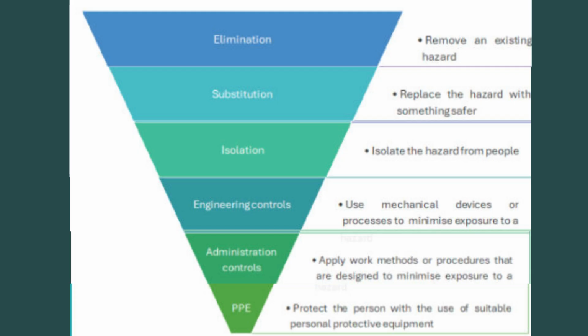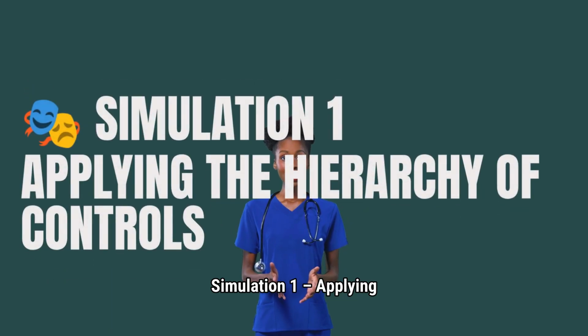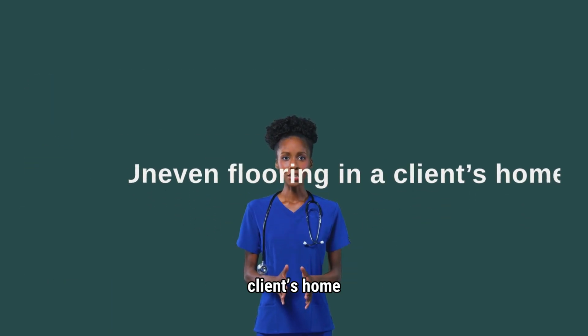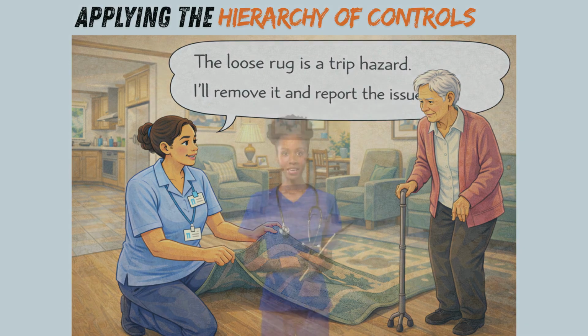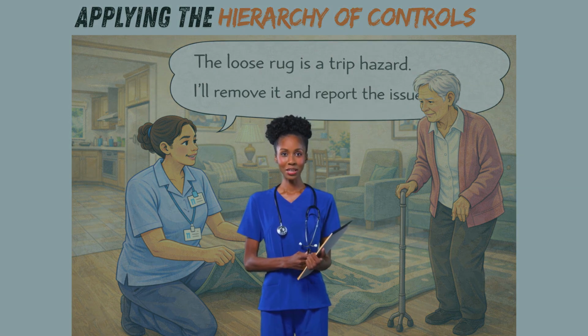Elimination is the most effective, while PPE is the least effective and should only be used when other controls cannot fully remove the risk. Simulation 1, applying the hierarchy of controls. Uneven flooring in a client's home. The loose rug is a trip hazard. I'll remove it and report the issue. This is an example of elimination, the most effective control method.